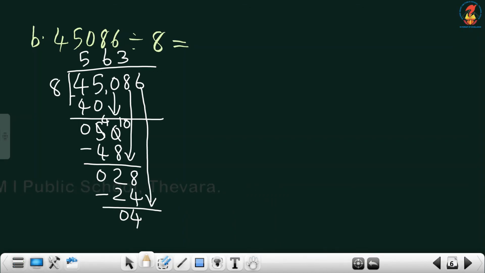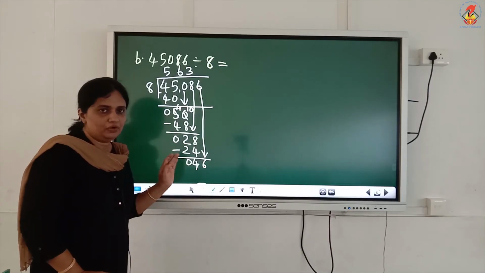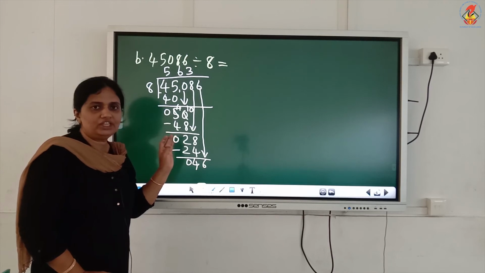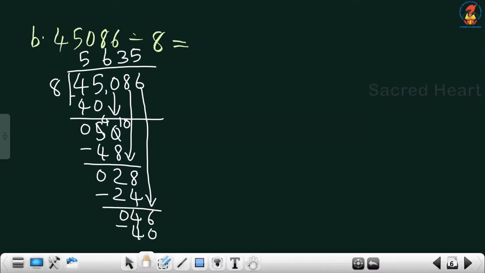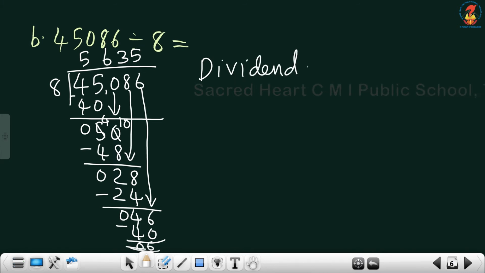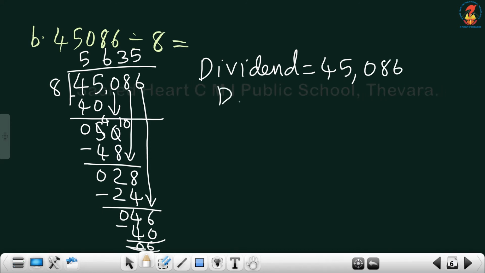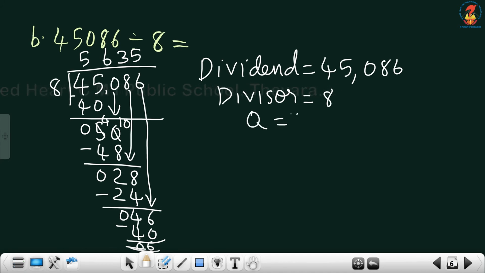One more digit is there, that is 6. We need to take all the digits down, then only the division is complete. Then 8 into which number? 8 5s are 40, 8 6s are 48. So I need to take what? 8 5s are 40 and the remainder is 6. Here the dividend is 45,086. Then the divisor is 8. Quotient is what?